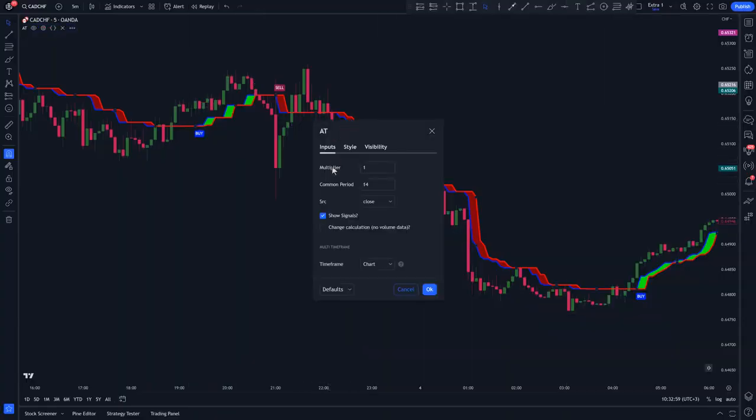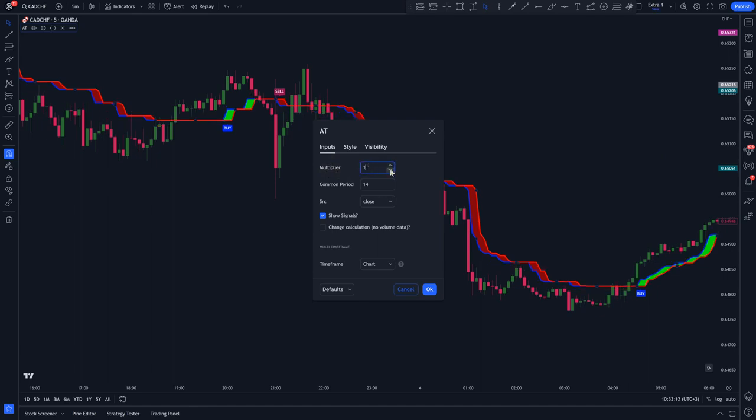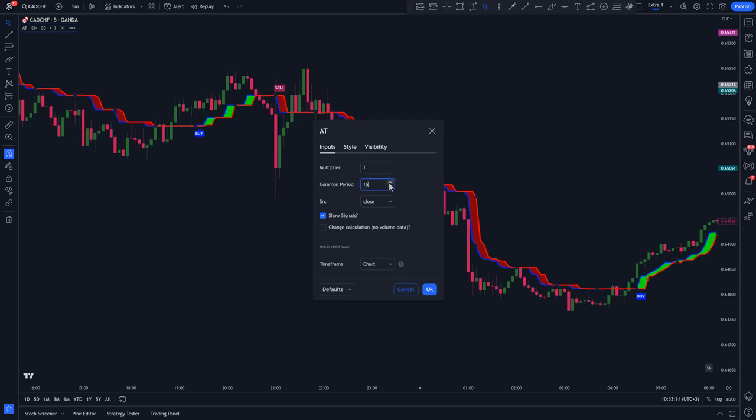In the input settings, the multiplier option allows us to change the multiplier of the trailing ATR value. Then the common period allows us to change the periods of the ATR, the MFI, and the RSI values used to calculate volatility, volume, and momentum respectively.